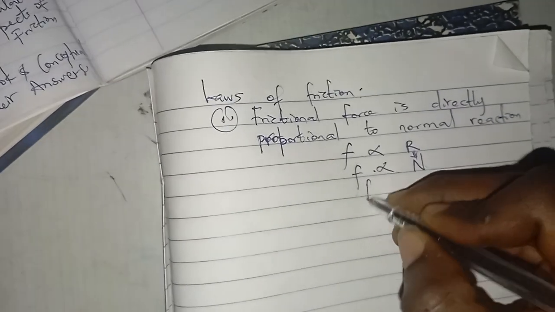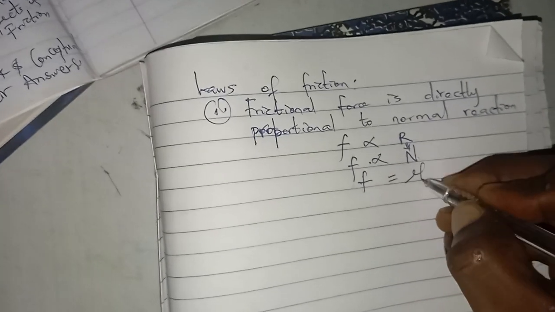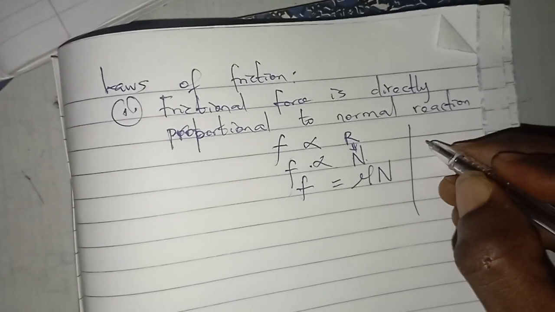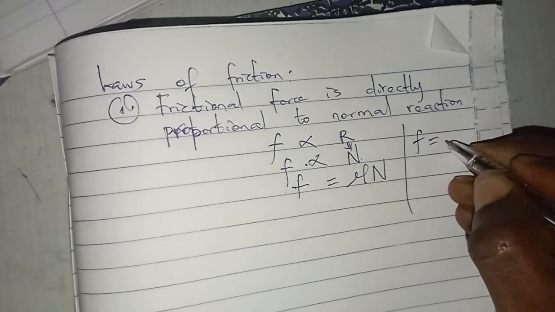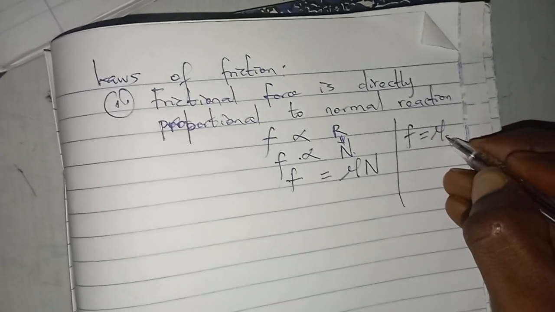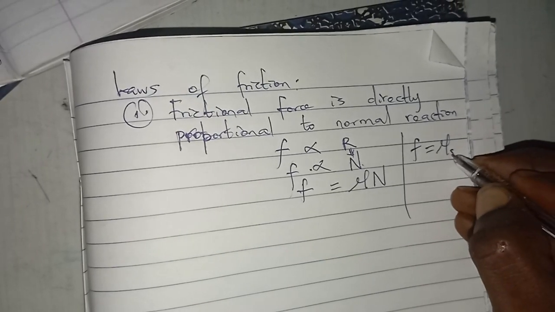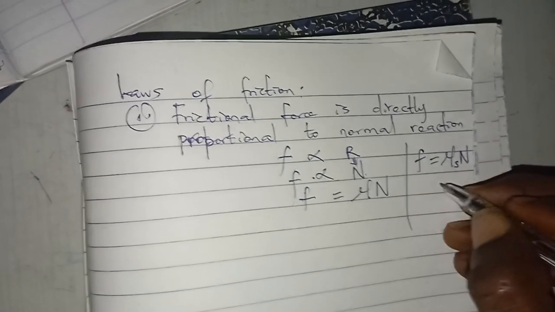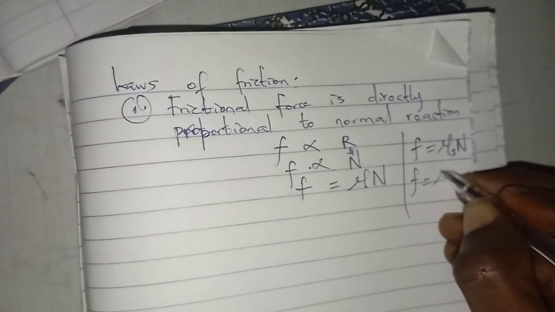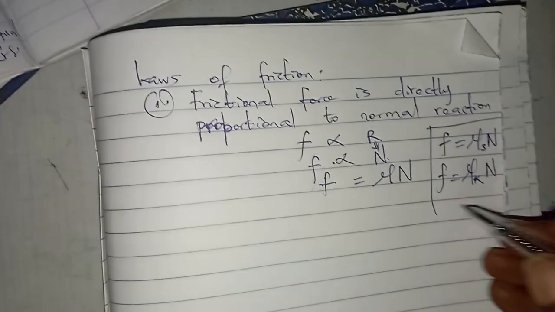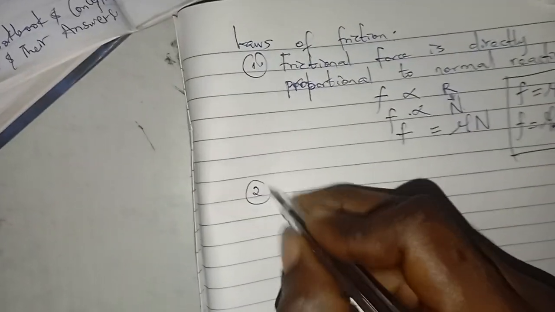So if you put an equality sign, it will now be mu. If it is static friction I'm talking about, it will be F equals to mu, limiting, this mu now is the coefficient of static friction, and N. If it's kinetic friction, it will be mu, then it will carry K, then you have N. So if I've noted this, I move to the second law.